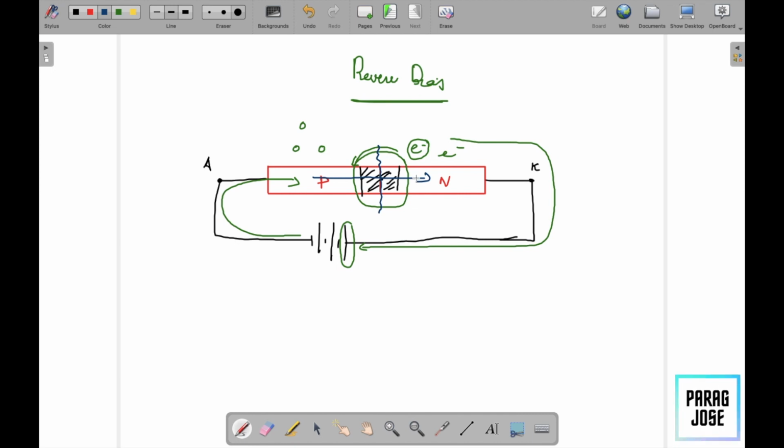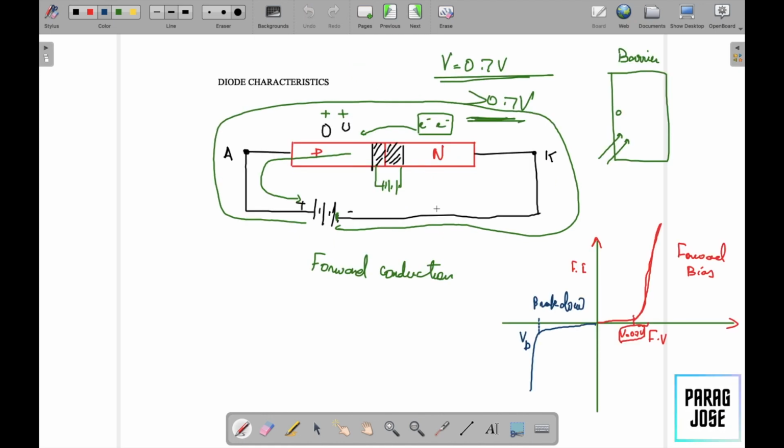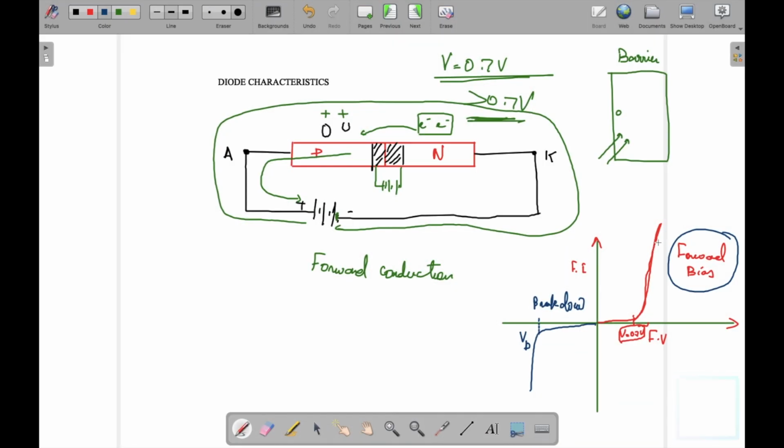So this is actually a very bad condition because it is actually damaging the diode. So we'll be trying to not operate the diode in reverse bias condition because it can damage the diode. So diodes are only used for forward bias operation, where we have the current flow in the forward direction. So that's it guys, that's all about the diode characteristics.